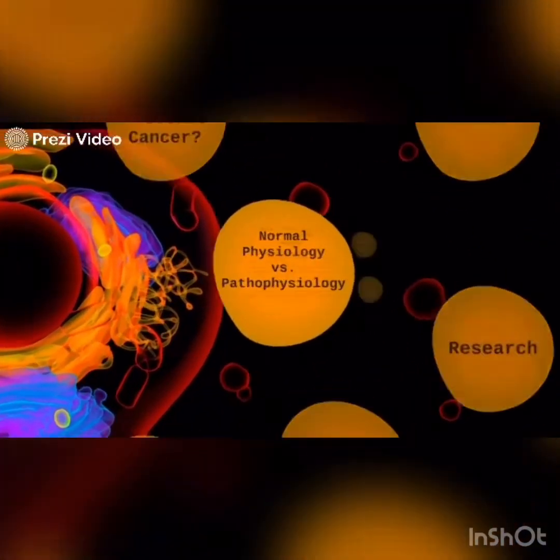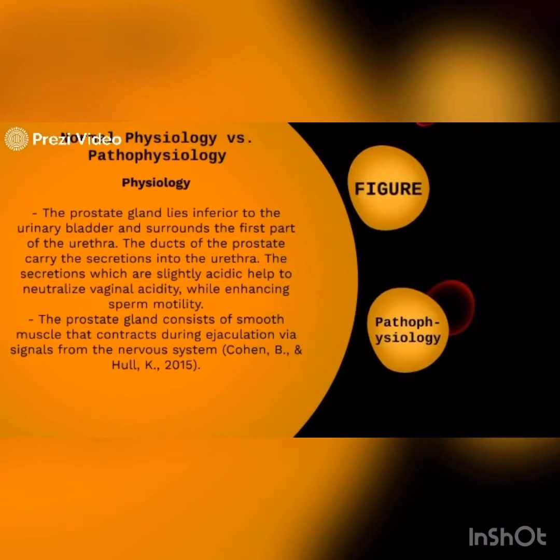So the physiology of prostate cancer, the prostate gland lies inferior to the urinary bladder and surrounds the first part of the urethra. The ducts of the prostate carry the secretions to the urethra, and the secretions, which are slightly acidic, help to neutralize vaginal acidity while enhancing the sperm motility. The prostate gland consists of smooth muscle that contract during ejaculation via signals from the nervous system.